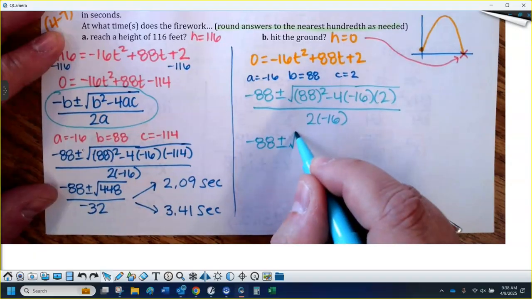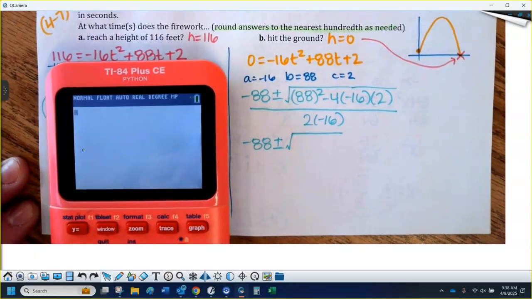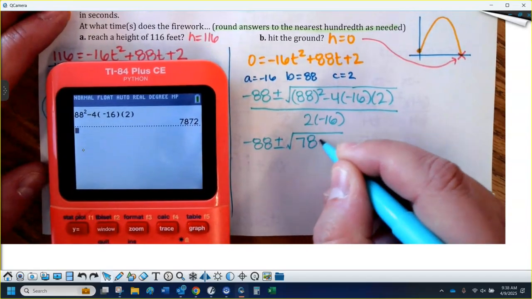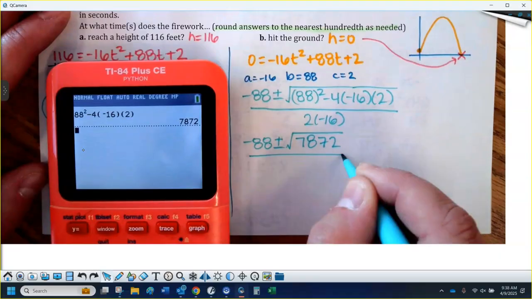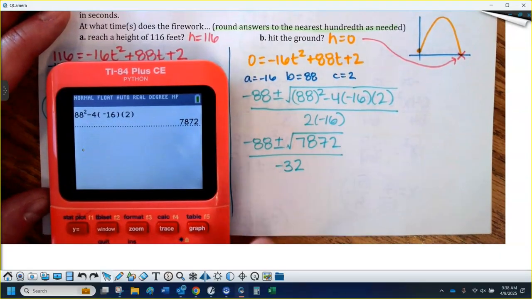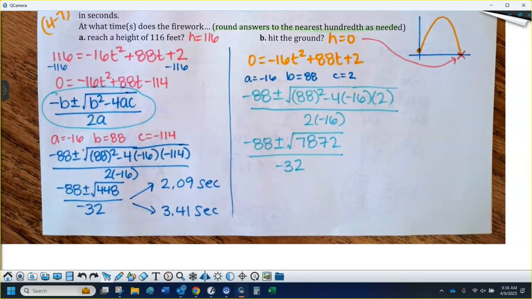All right, now, again, I like to figure out what that number should be under the square root. It's actually the discriminant, your B squared minus 4 times A, which is negative 16, times C, which is 2. And this is a humongous number. I got 7,872. The bottom of the fraction is just like the last one we did because the A value is the same. So 2 times negative 16 is negative 32.